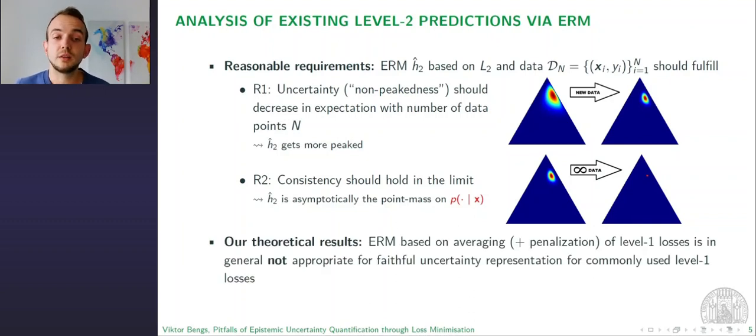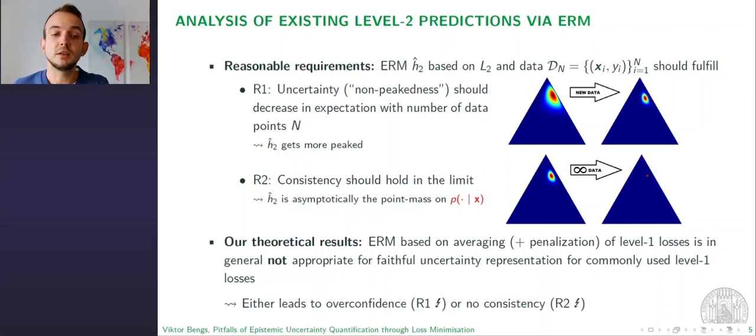However, we have proven that the empirical risk minimizer for these suggested level 2 losses used with reasonable level 1 losses does not fulfill these requirements in general. And the reason is that either the empirical risk minimizer is too peaked and violates requirement number 1, or it does not converge at all to the point mass on the underlying conditional label distribution and therefore violates requirement number 2.